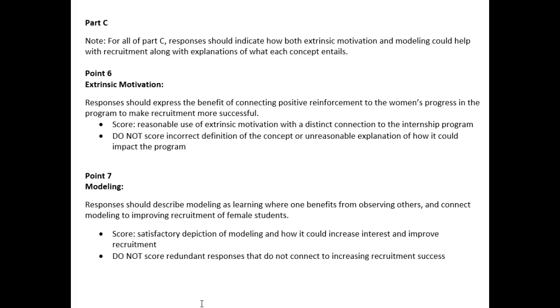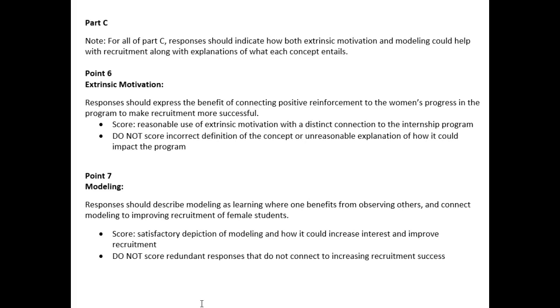The reasonable answers will receive a score point if students directly connect extrinsic motivation to success with the internship program, and students won't receive a score point if they give incorrect information about what extrinsic motivation is, or if they fail to discuss how extrinsic motivation relates to the internship and recruitment.